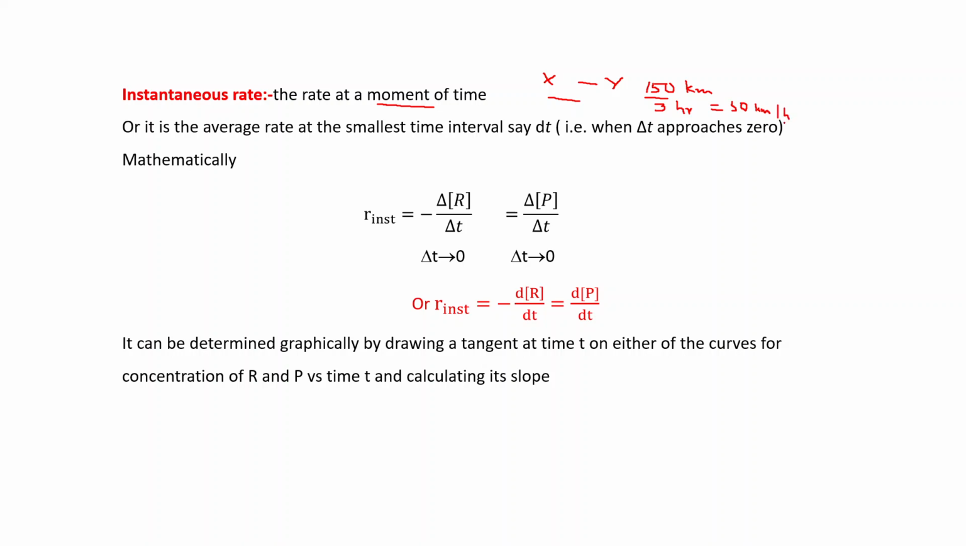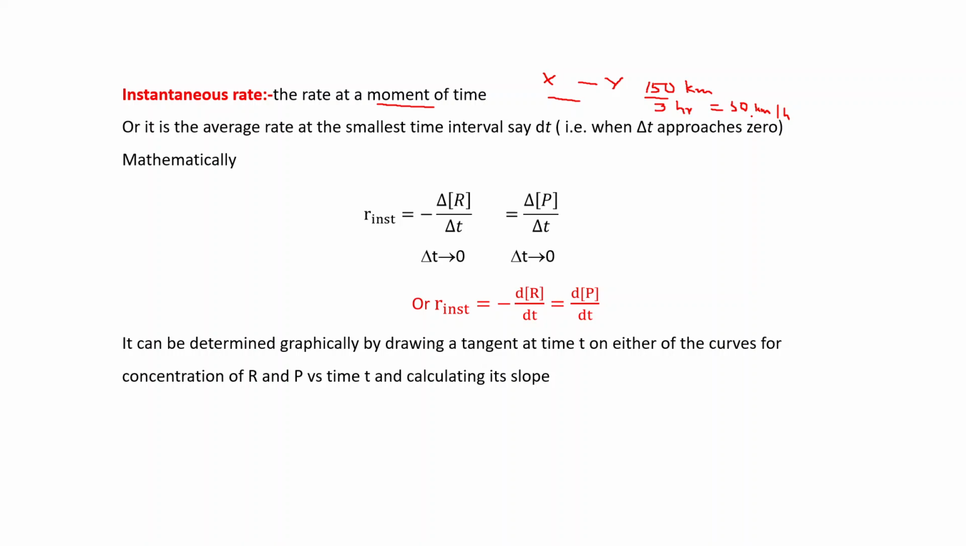Now, the vehicle is not running at this speed all the time. The speed sometimes may be 80 kilometers per hour, or it may be zero when there is a red signal. Clear? That's why we take the average. But if we want to find the speed at a particular instant, what do we do? We look at the speedometer.